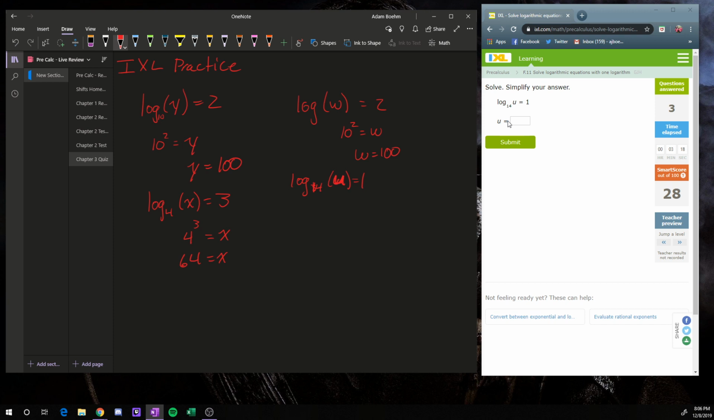Log base 14 of u is equal to 1. If we rewrite that in exponential form, 14 to the first power is equal to u. So 14 is equal to u. Same thing for log base 13 of v is equal to 2. Rewrite that in exponential form, so 13 squared is equal to v. So v is equal to 169.